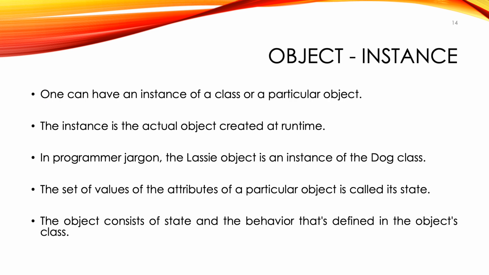Now what is an instance? An instance is the actual object created at runtime. The set of values of the attributes of a particular object is called its state. Now an object consists of two main parts, the state and behavior. The state, which defines the attributes values, the behavior would be the methods of this object.